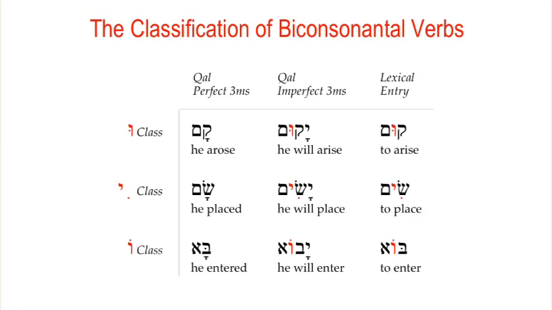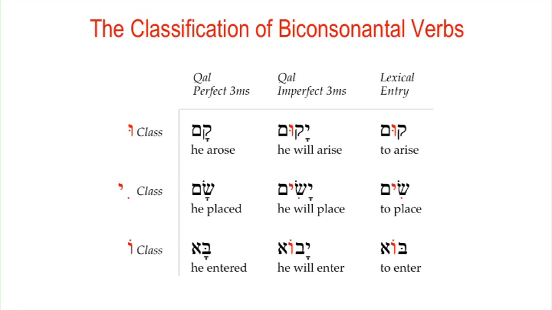Look at your screen with me. Here you will see presented the perfect, the imperfect, and the lexical entry for biconsonantal weak verbs, classified by the shureq, the hireq yod, or the holem vav medial vowel letter. Now, as you recall from your study of the Qal perfect, that medial vowel letter does not appear in any of the perfect forms. In the Qal imperfect, however, that medial vowel letter is present in every form. And that's good news because it makes identification simpler.